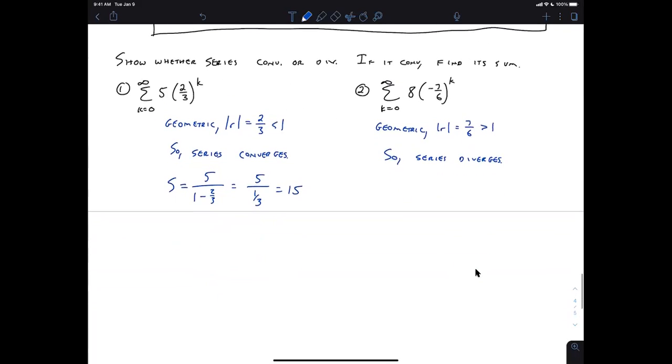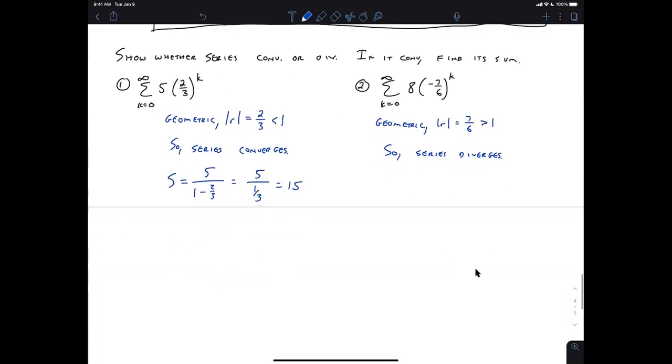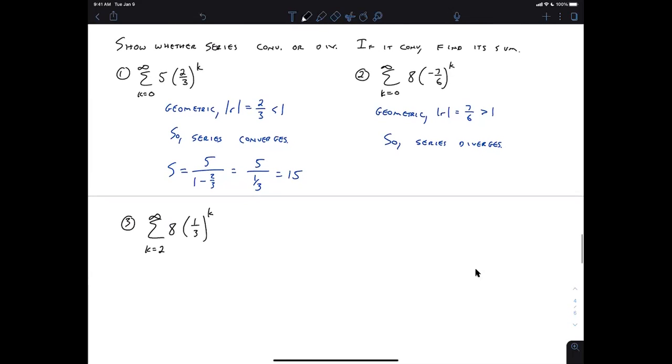Okay, so number 3. Number 3 is the sum k equals 2 to infinity of 3 times 1/3. Let's not make it 3, my bad. Let's make it 8 times 1/3 to the k. All right, so again, I'm going to give you about 30 seconds to try it and then check it with me when you're done.